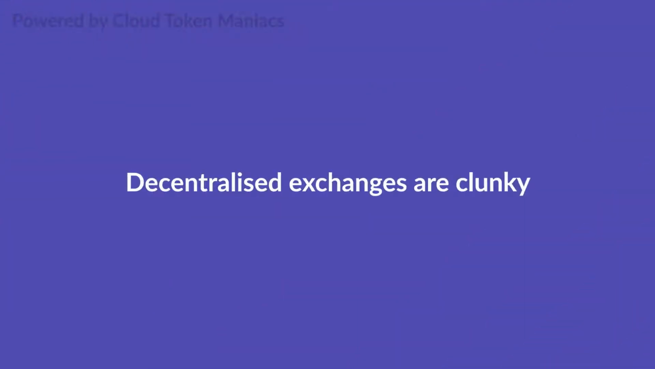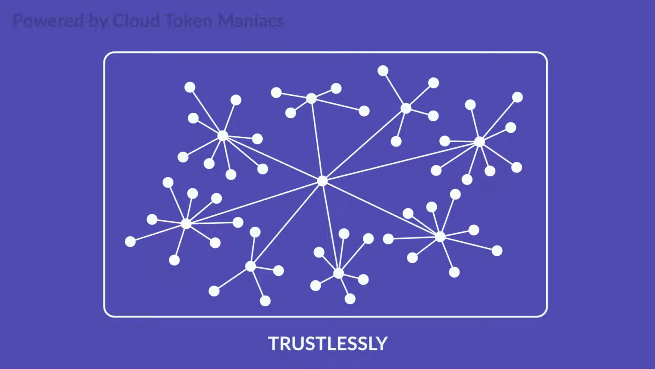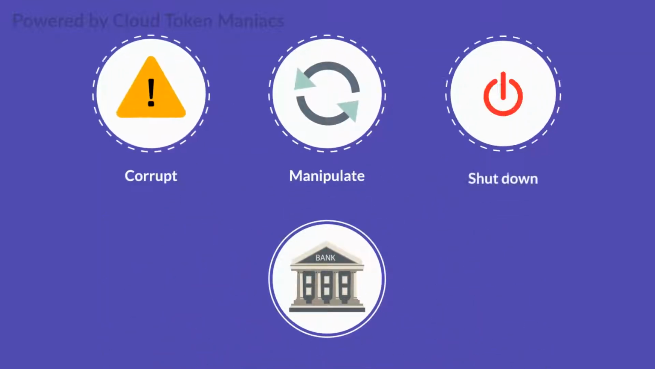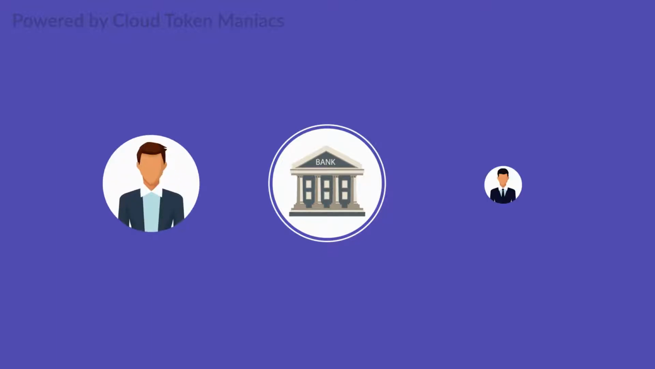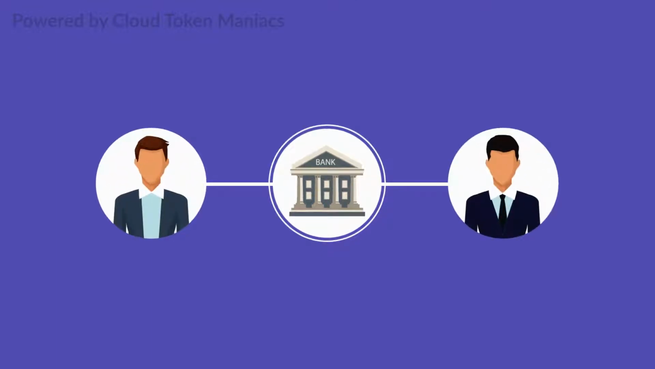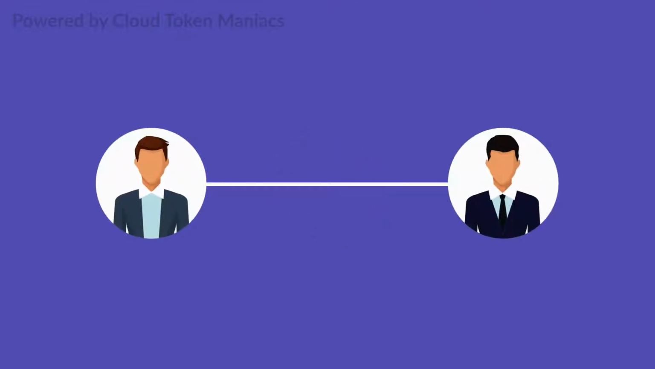Decentralized exchanges are clunky. DEXs are designed to operate trustlessly, with smart contracts rather than intermediaries facilitating settlement. There is no central server to manipulate or corrupt or shut down, and because trades are undertaken directly between the two parties with no intermediary involvement, there are zero or minimal transaction fees.